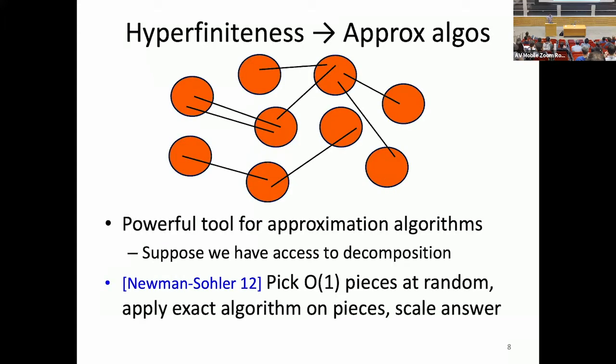Now, hyperfiniteness is an extremely powerful tool for approximation algorithms. Suppose you have access to this decomposition and you want to estimate, say, the max cut. I think Newman and Sohler were the first to explicitly call this out: you could pick a constant number of pieces at random, apply the exact algorithm on those pieces, and scale the answer. If you wanted max cut, you could do this. If you wanted the min vertex cover, you could do this. If you wanted the matching, you could do this. Indeed, you can do this for a very rich collection of problems if you have access to this hyperfinite decomposition.